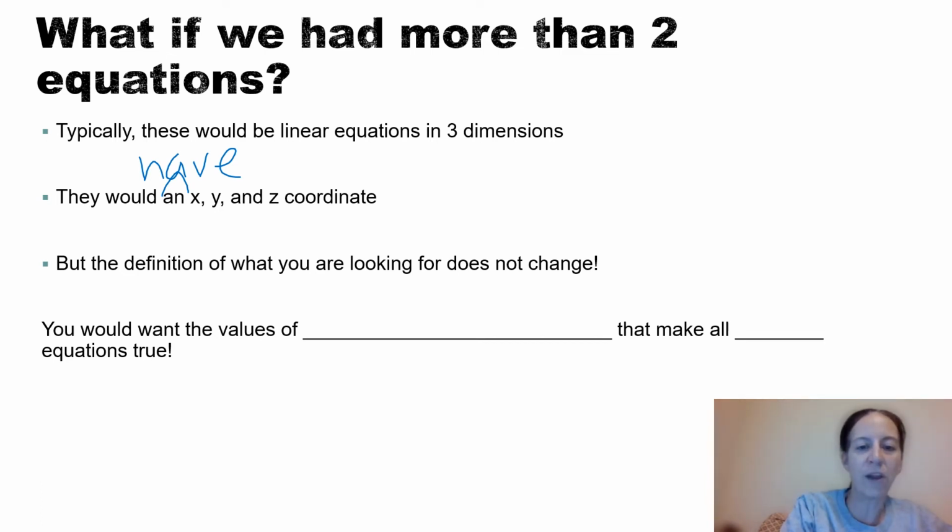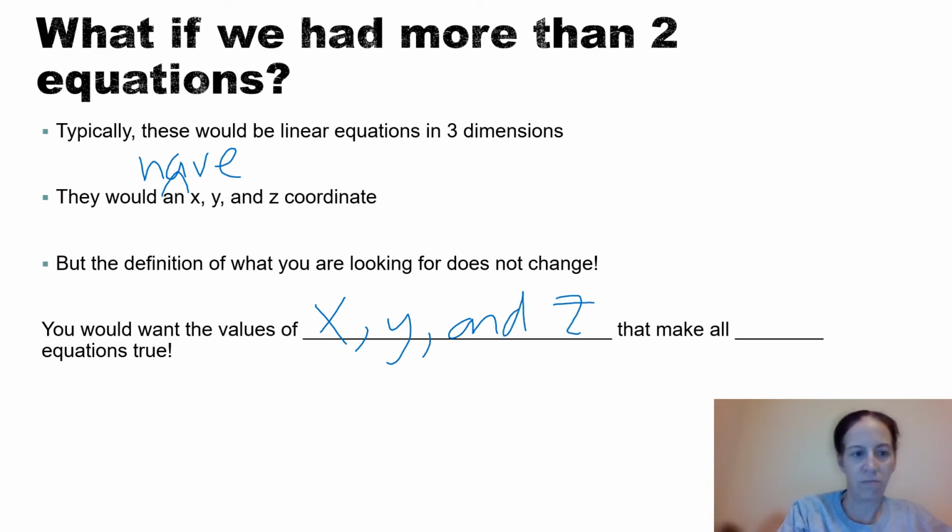You would want the values of x, y, and z that make all three equations true in this case. If you had x, y, z, and usually would add a w, if there was a fourth one, you'd have four equations. So you would want to be able to plug in the x, the y, the z, and it would make all three of the equations true.